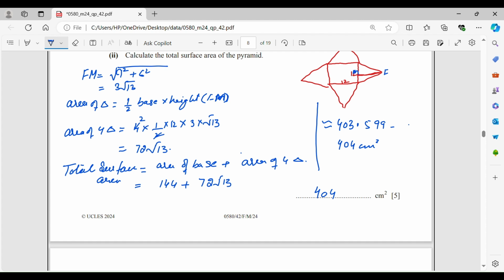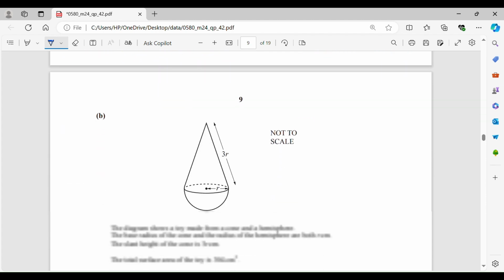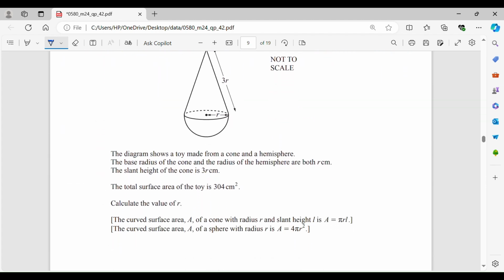Now the B part. The diagram shows a toy made from a cone and a hemisphere. The base radius of the cone and the radius of the hemisphere are both r centimeter. The slant height of the cone is 3r centimeter. The total surface area of the toy is 304 centimeter square. Calculate the value of r. So we need to find r for this question.